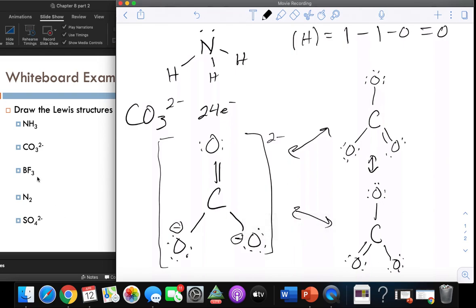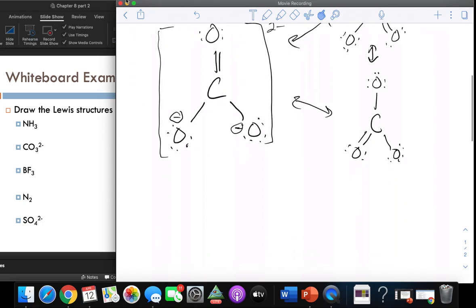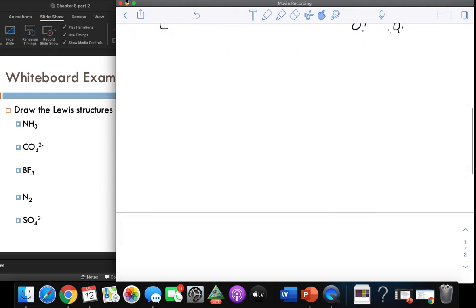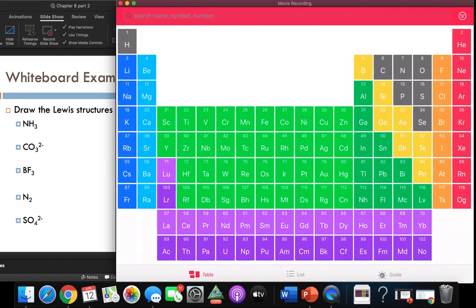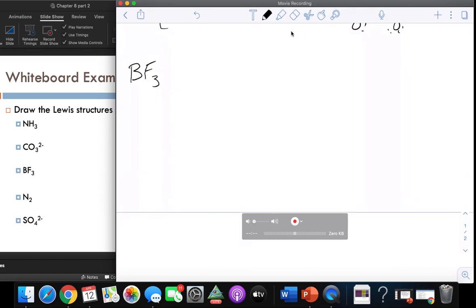If we look over here for our next example, I have BF3 as my next one listed. So we'll take a look at BF3. If I want to count my valence electrons, boron being right here has 3 valence electrons. Fluorine I've seen a couple times, the halogen is going to have 7 each. So my boron has 3 valence electrons, and 7 on each of the 3 fluorines. 7 times 3 is 21, plus 3 is 24.